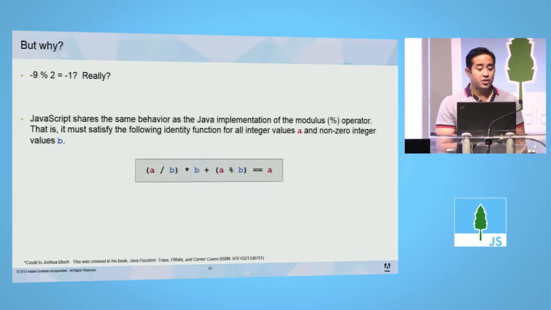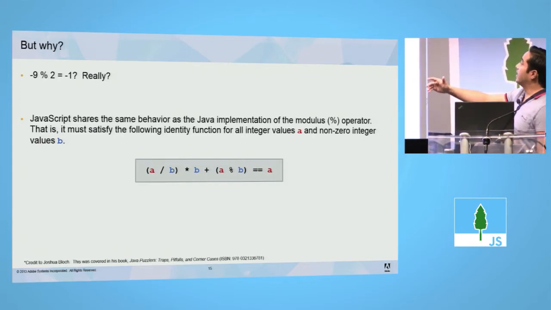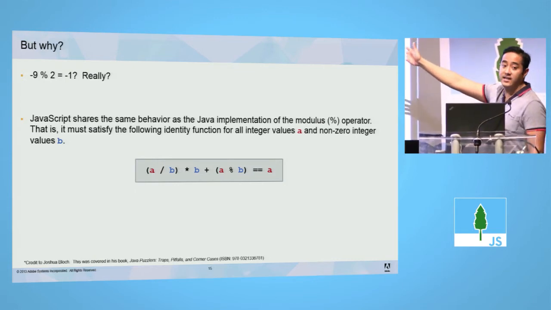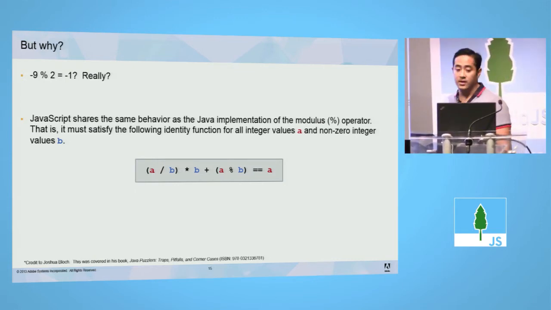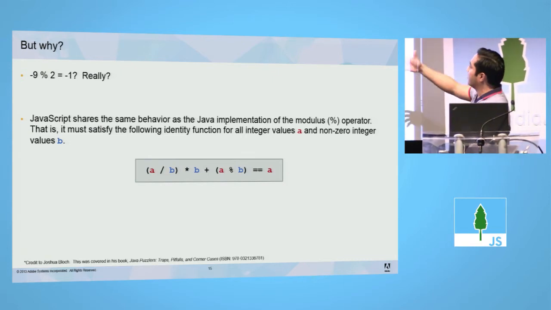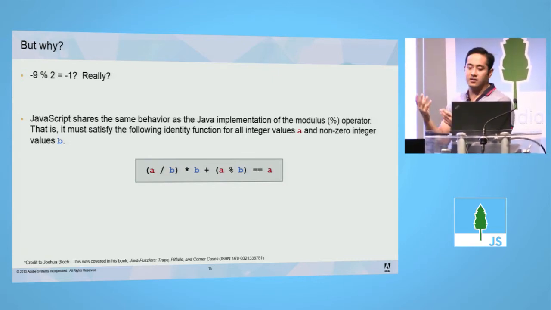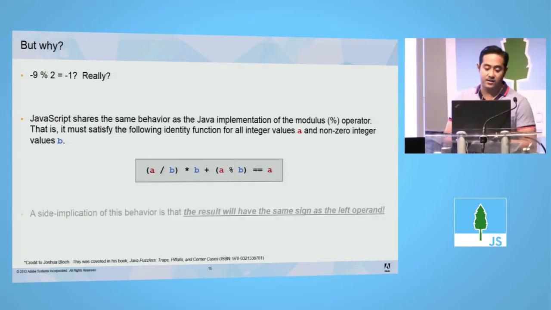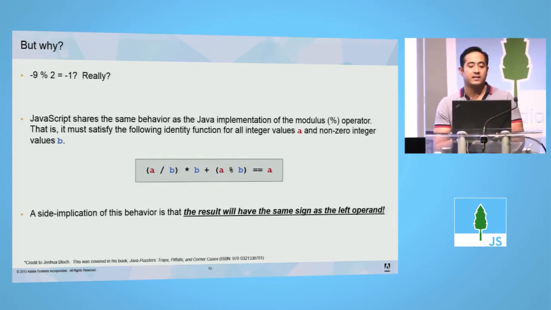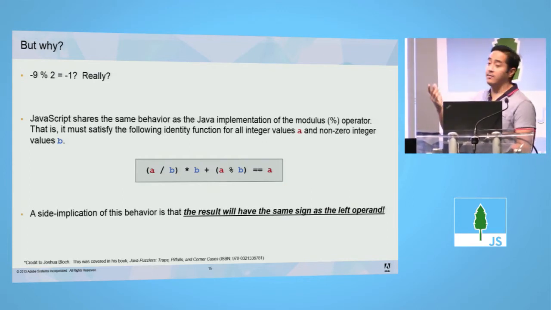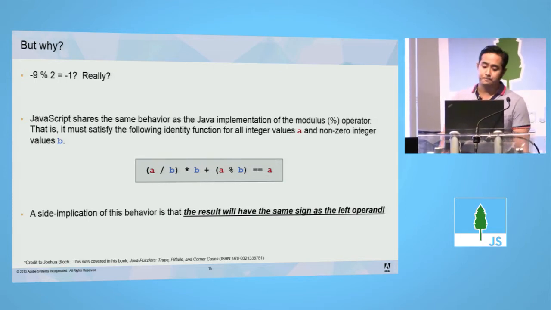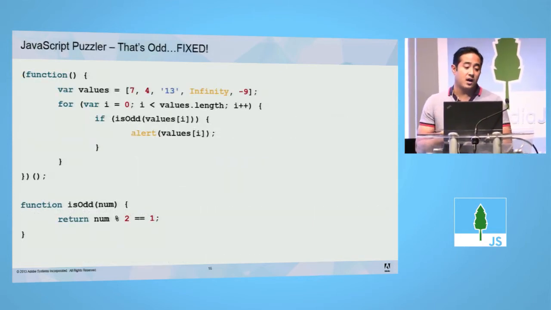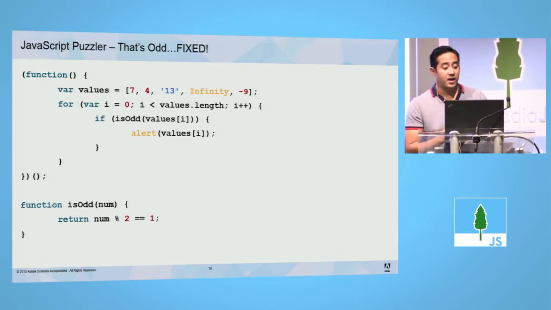Essentially, JavaScript shares the same behavior as the Java implementation of the modulus operator. So that means that it must satisfy this identity equation in order for it to be true. You don't really need to understand the equation; the important thing is the side effect of it. The side effect being that the result will have the same sign as the left operand. And so knowing this now, it's easy to see why our program fails on -9.